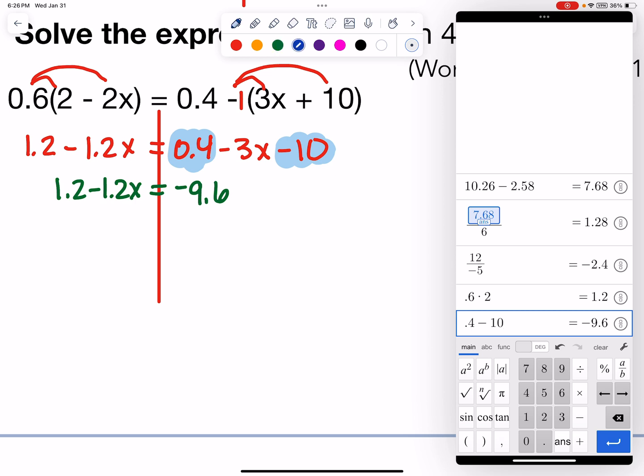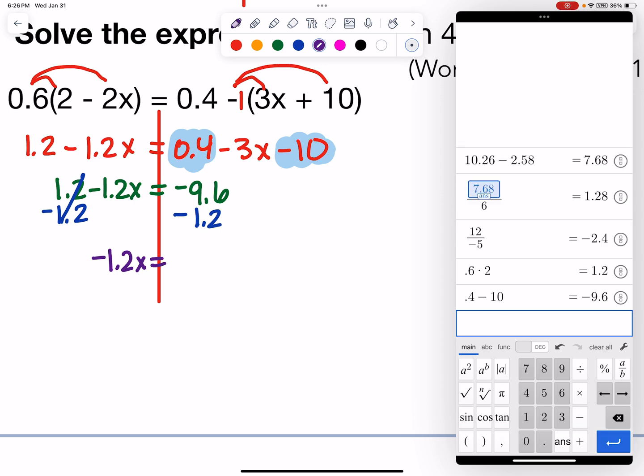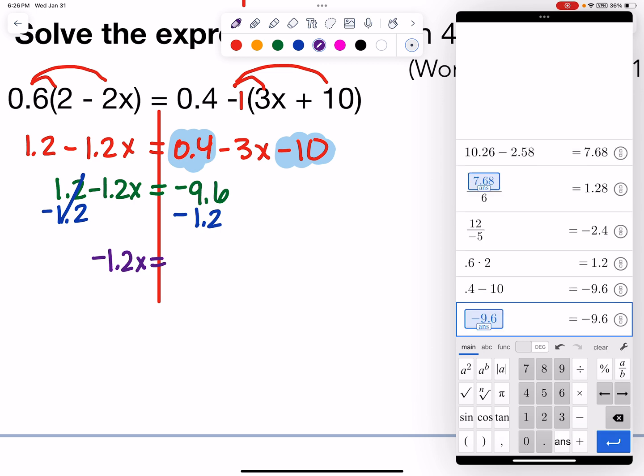All right, let's go ahead and move some things around. So we have a positive 1.2. I want to subtract 1.2 on both sides to get rid of that, because we want all the variables on one side. And we're left with -1.2x equals, and let's go ahead and add up the 9.6. It should be 10.8, but again, let's just make sure. So we have a -9.6 minus 1.2, and yep, -10.8.